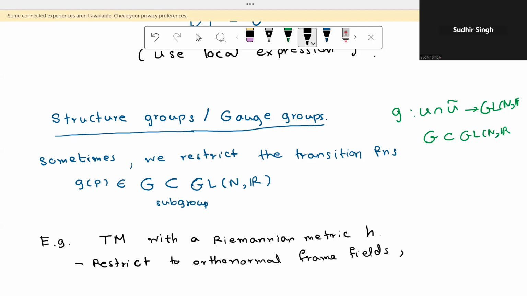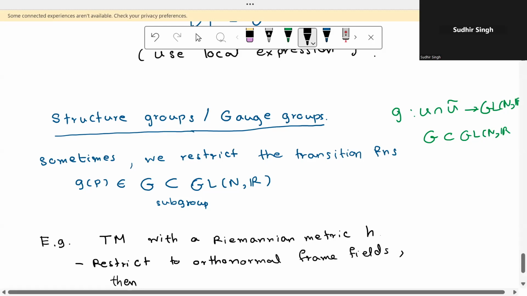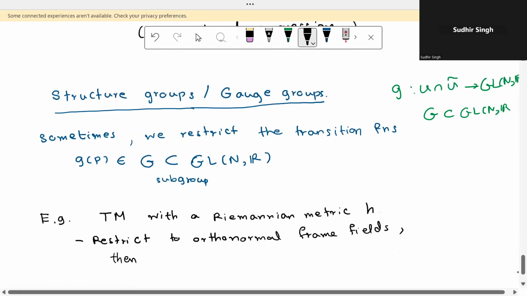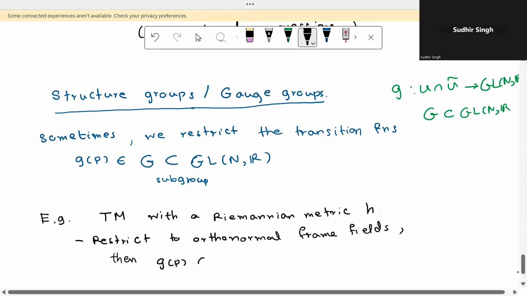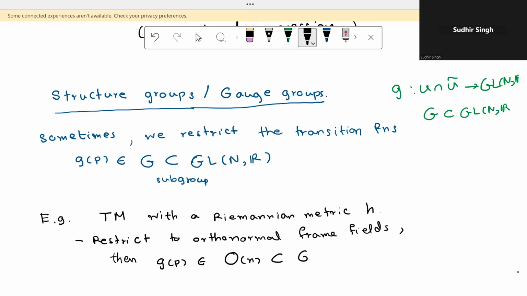Then if we do that, the values of the transition functions can't be any invertible matrix, because it will not change an orthonormal frame field to another orthonormal frame field. So we want them to take values in the orthonormal group. So this G has to be in the orthonormal group O(n), which is a subgroup. For example, like this.